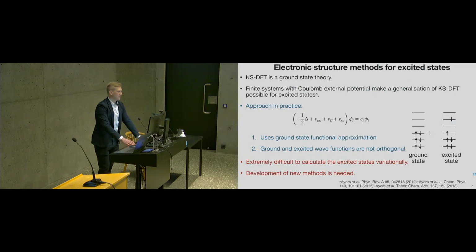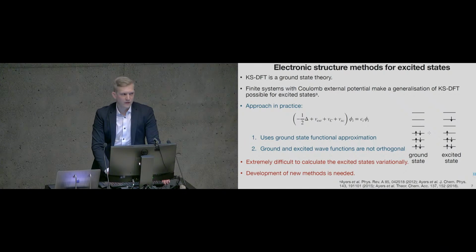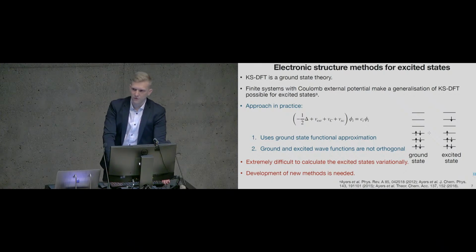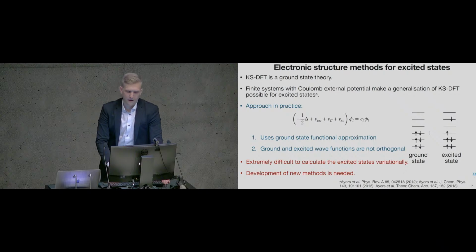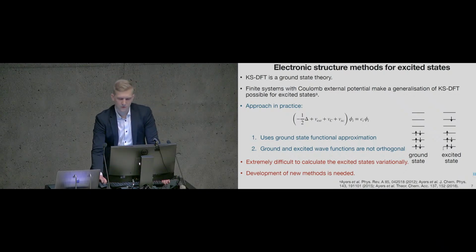As I said, Kohn-Sham DFT is in principle a ground state theory. However, when the external potential describes the electrostatic interaction of nuclei with electrons, one can generalize Kohn-Sham DFT for excited states as well. What we do in practice is start with the ground state orbitals, and then we promote an electron to the virtual state, which describes the excitation.